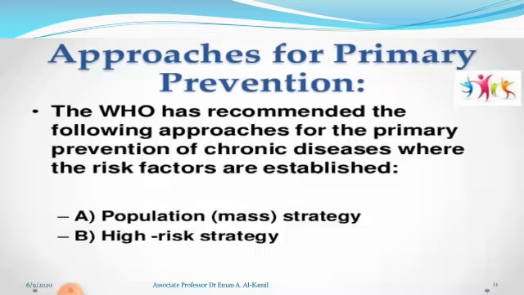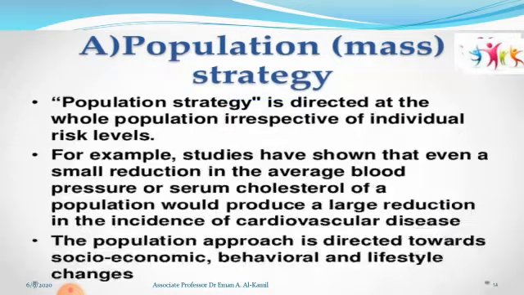There are two approaches for primary prevention according to the World Health Organization: first, the population approach or strategy, and second, the high risk strategy. The population strategy means that we apply primary prevention to all the people in the country. The procedure is directed at the whole population, irrespective of whether the individual is at high risk or not.